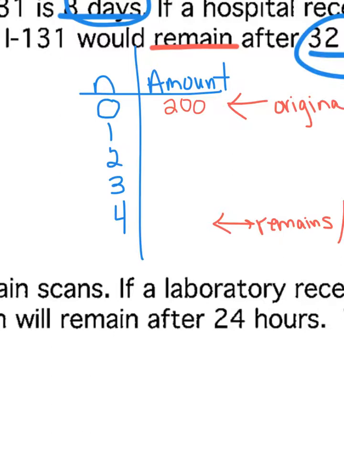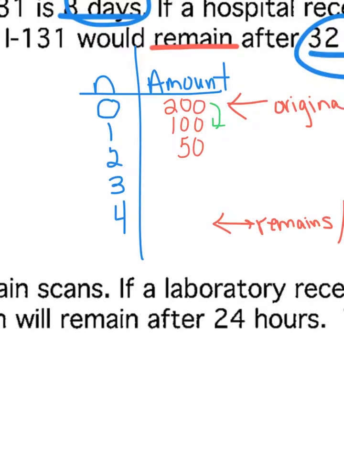So from 200, in this next slot, I'm going to have gone through 1 half-life. If I start with 200 grams, how much would I have left if I've gone through 1 half-life? Well, I would have 100 grams left. Why? Because half of it would have decayed. After another half-life, how much would I have left? I would have 50 grams left. Essentially, I would be dividing by 2 again.